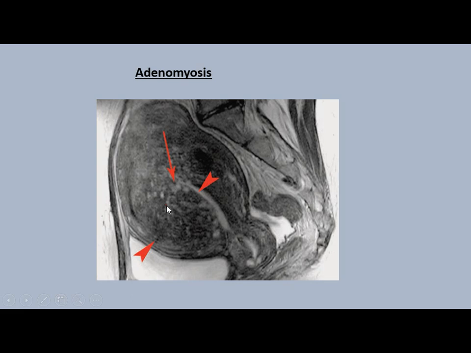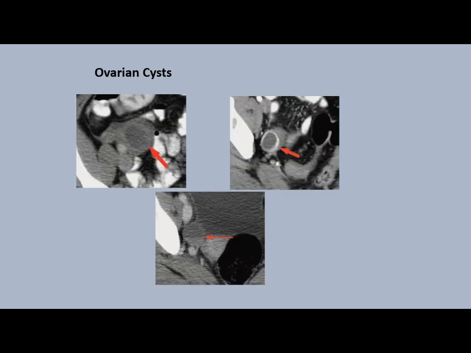Regarding adenomyosis, which is the presence of endometrial glands inside the myometrium, the hallmark of adenomyosis on T2 weighted images is a marked thickening of the junctional zone above 12 millimeters. This is the hallmark of adenomyosis.